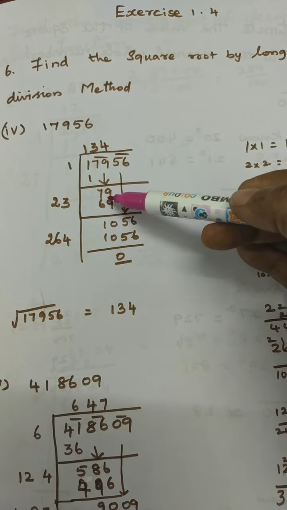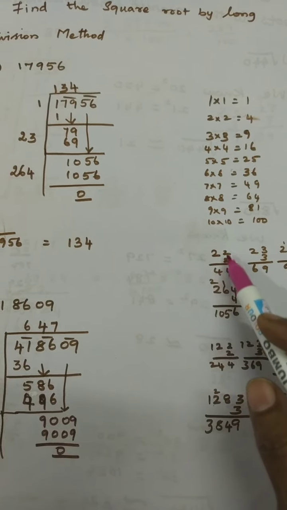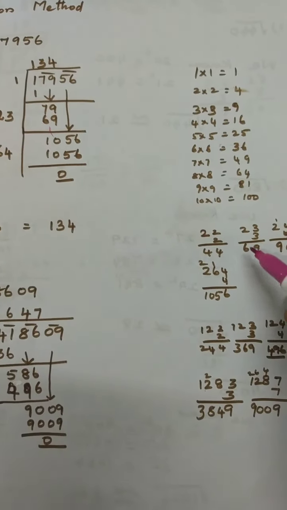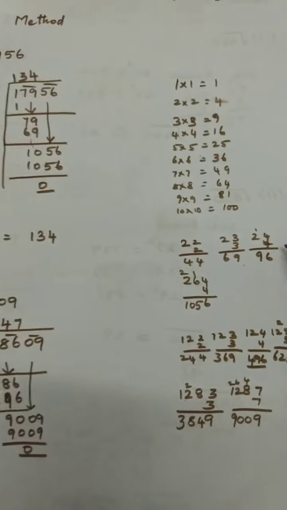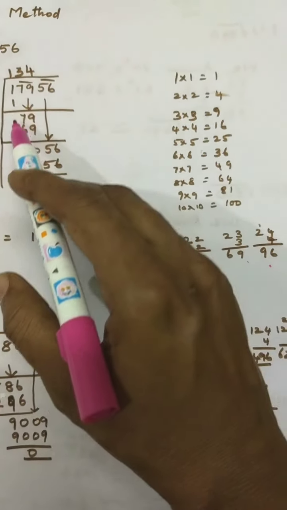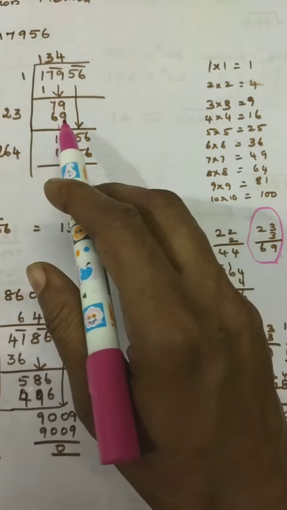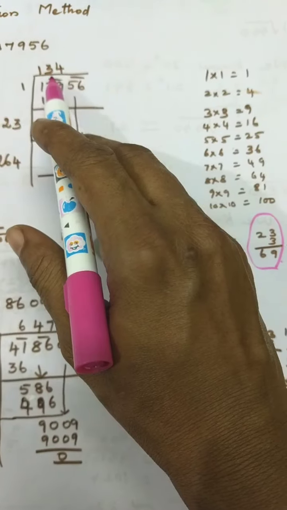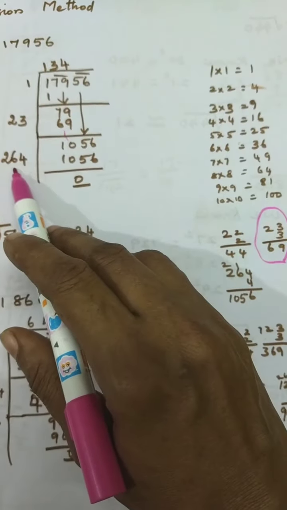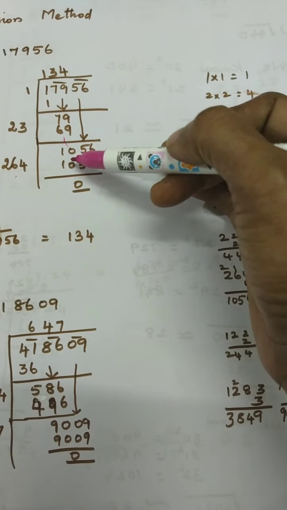Now bringing down 79. Now we have to multiply and see. 2 2s are 4. Now we have 79. So 3 3s are 69. 4 4s are 96, but we have 79, so you are taking this one, and 69 you are writing. Here 3 3. Then we multiply 13 2s are 26. Now you subtract and get 79 minus 69, 10.